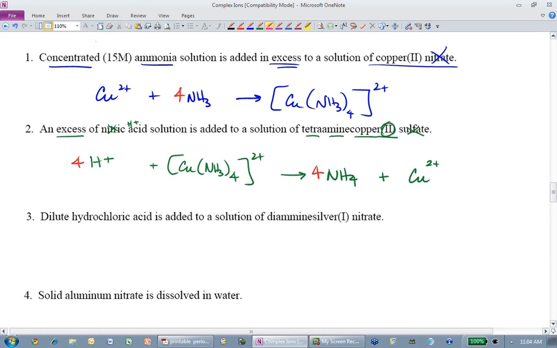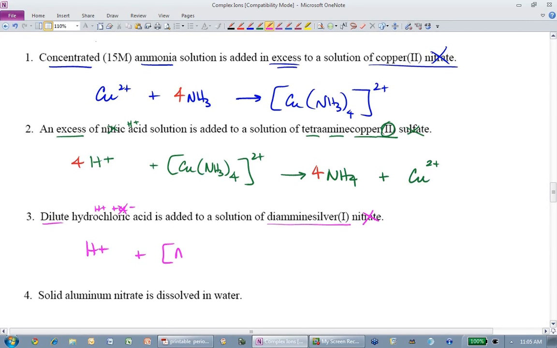dilute hydrochloric acid is added to a solution of. Okay, so the dilute would throw me off, but hydrochloric acid, I understand, strong acid, H plus Cl minus, is added to a dilute solution of diamine silver 1. See, I know I'm in the land of complex just by looking at the name of that scary critter. So I'm going to have a nitrate as a spectator. I'm going to have a chloride as a spectator. So all I've really got here is take my acid and try to get silver out of this diamine silver 1 nitrate complex, or complex, no nitrate, just complex.